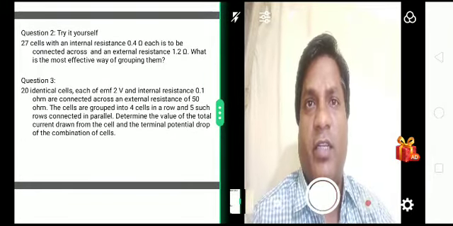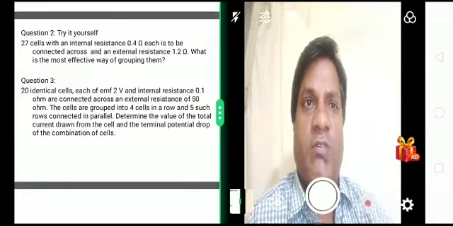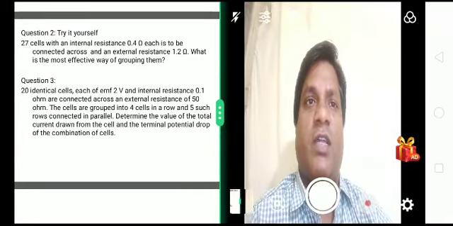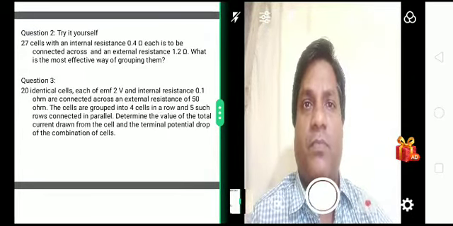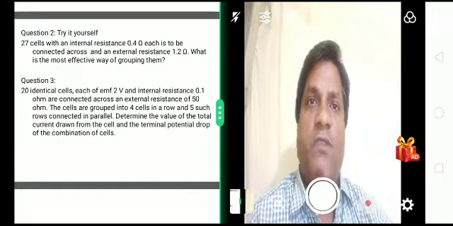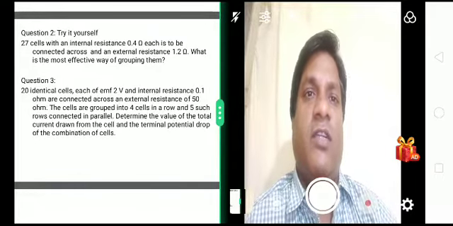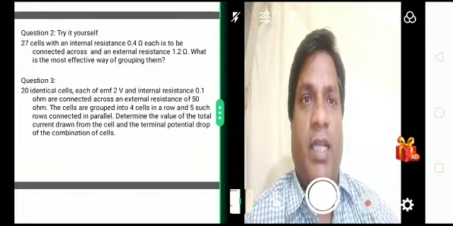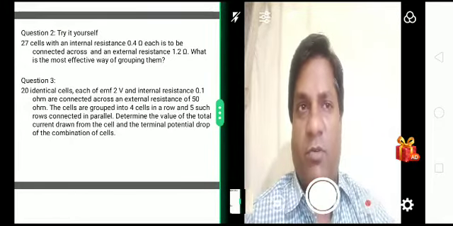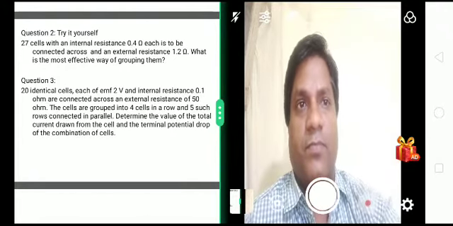Question number 3. 20 identical cells, each of EMF 2 volt and internal resistance 0.1 ohm, are connected across an external resistance of 50 ohm. The cells are grouped into 4 cells in a row and 5 such rows are connected in parallel. Determine the value of total current drawn from the cells and the terminal potential drop of the combined cells. So this is a direct question, you can attempt it yourself without any further explanation.